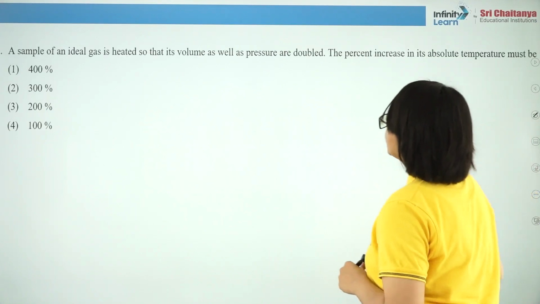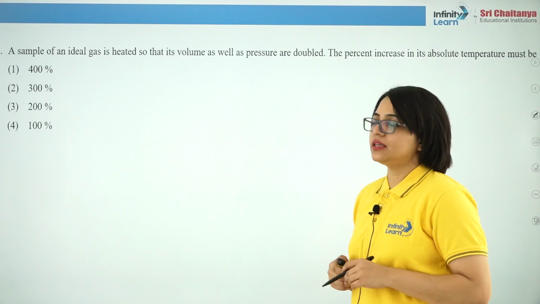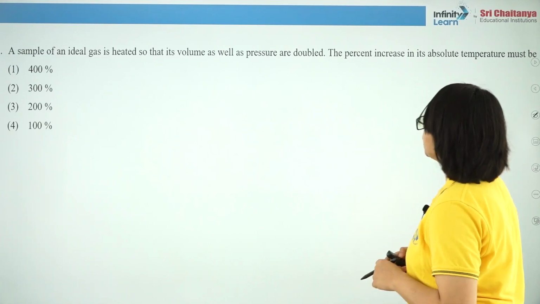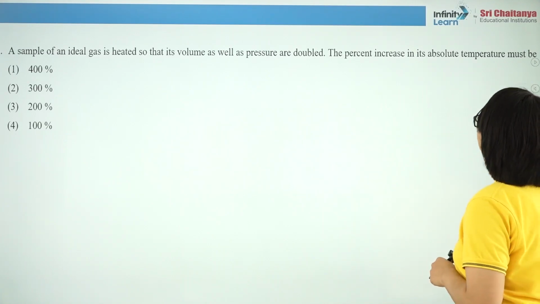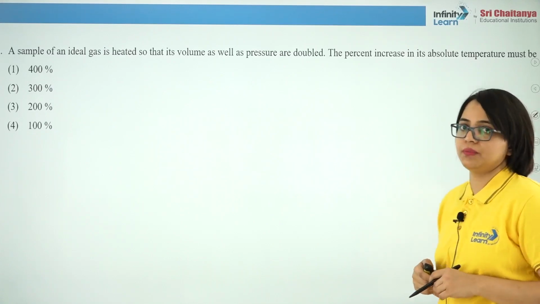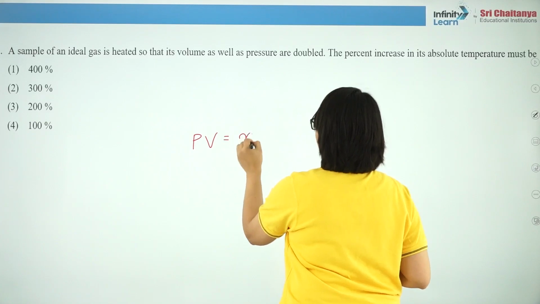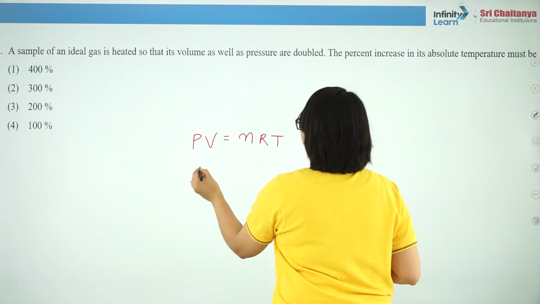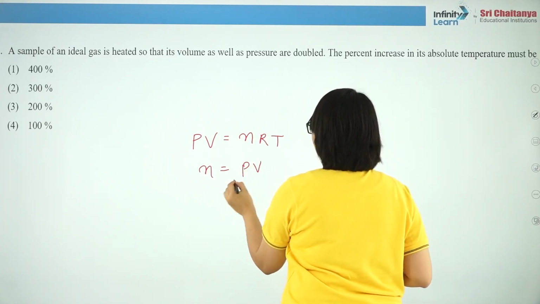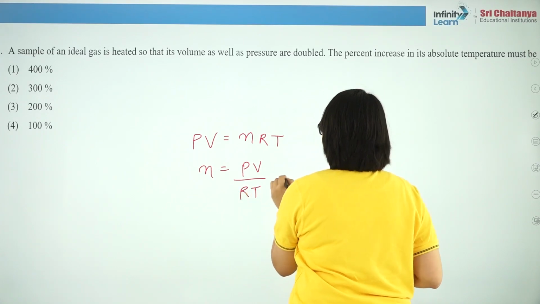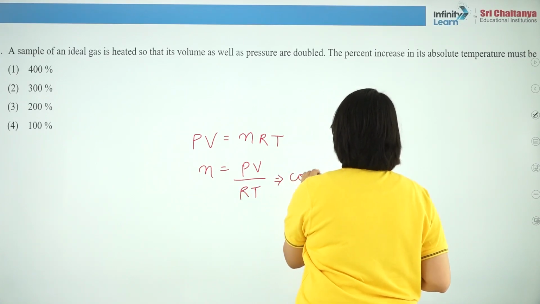146 question. A sample of an ideal gas is heated so that its volume as well as pressure are doubled. The percent increase in its absolute temperature must be. So, we know that PV is equal to nRT. The number of moles should be constant. So, PV upon RT, this entire quantity should be constant.